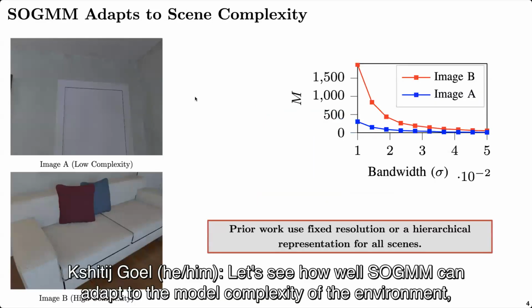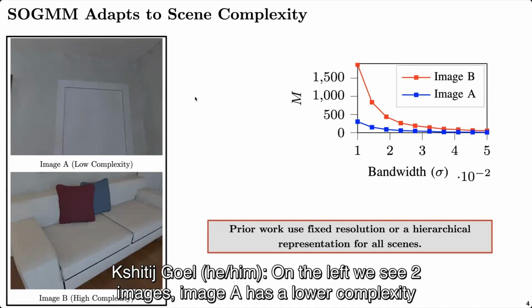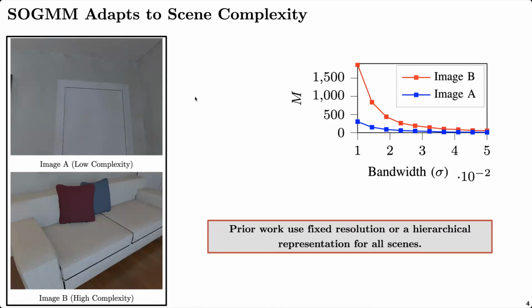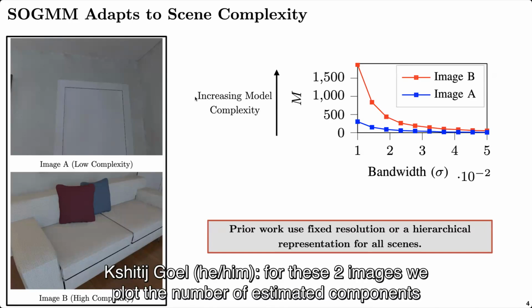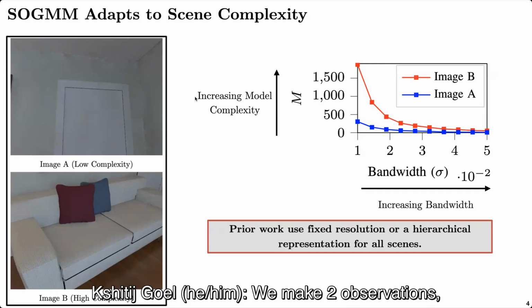Let's see how well SOGMM can adapt to the model complexity of the environment. On the left, we see two images. Image A has a lower complexity, and image B has a higher complexity. For these two images, we plot the number of estimated components M against the range of bandwidth parameter sigma for the PRI principle. We make two observations.